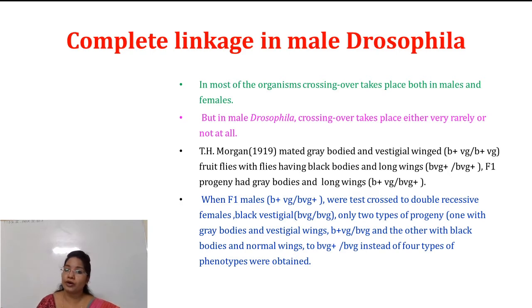So in most organisms, crossing over takes place both in males and females. But in male Drosophila, crossing over is absent. In 1919, T.H. Morgan crossed grey-bodied, vestigial-winged Drosophila with black-bodied, long-winged Drosophila. In the F1 generation, they got hybrid grey-bodied, long-winged Drosophila.